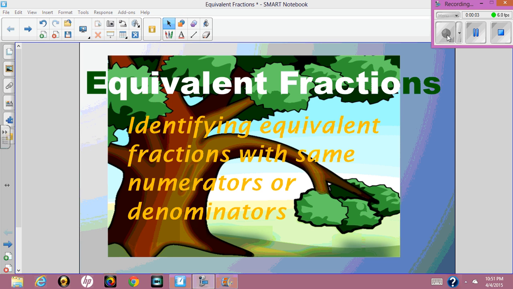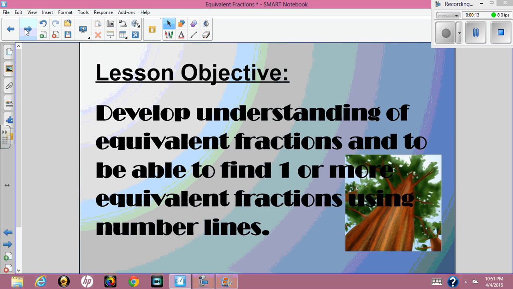Welcome to equivalent fractions, identifying equivalent fractions with the same numerator or denominator. Our lesson objective is to develop understanding of equivalent fractions and how to be able to find one or more equivalent fractions using the number line.